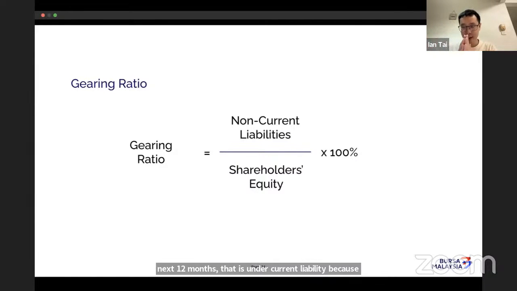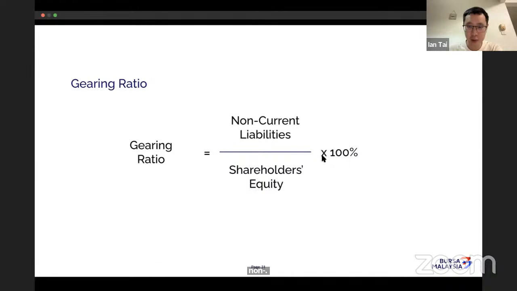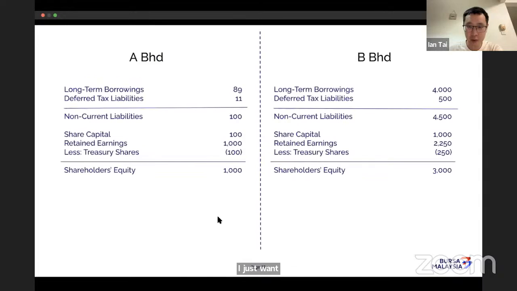The other balance, anything beyond 12 months, all these are non-current liabilities. Why? Because you're going to settle them after 12 months. So non-current liabilities, you divide by shareholders' equity times 100%, and there you go. That is actually gearing ratio.